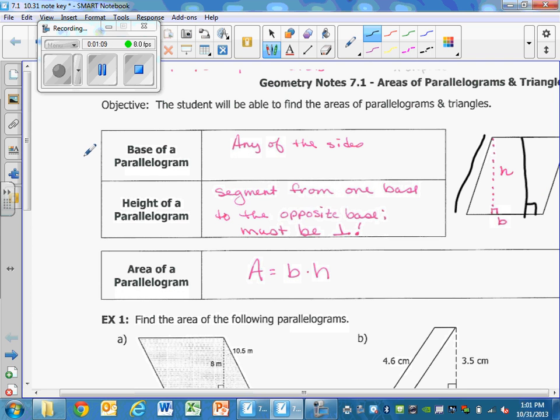So we know the base of a parallelogram and the height of a parallelogram. Those are the two things that we need in order to find the area of a parallelogram. The formula is the base of the figure times the height of the figure. And with area, don't forget that you're going to be putting your answer in units squared. You can see below, this is centimeters, so the final answer will be centimeters squared. This one's meters, it will be meters squared.